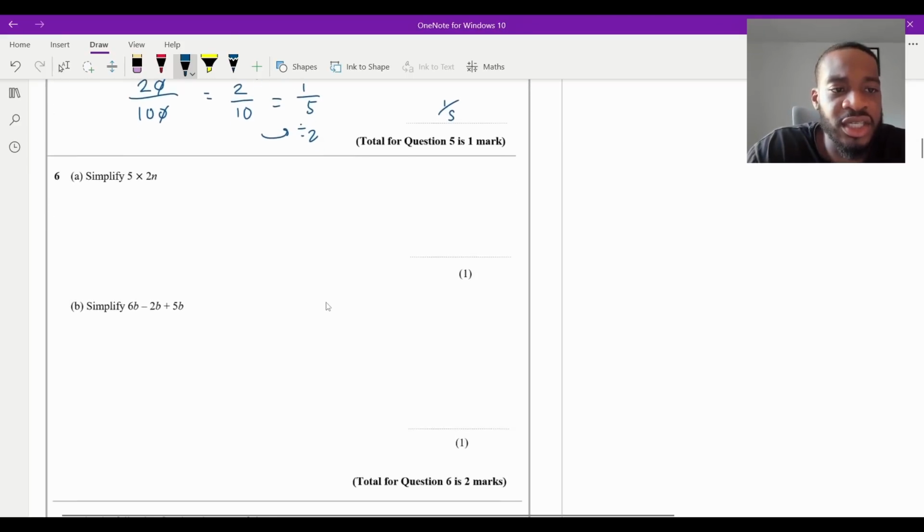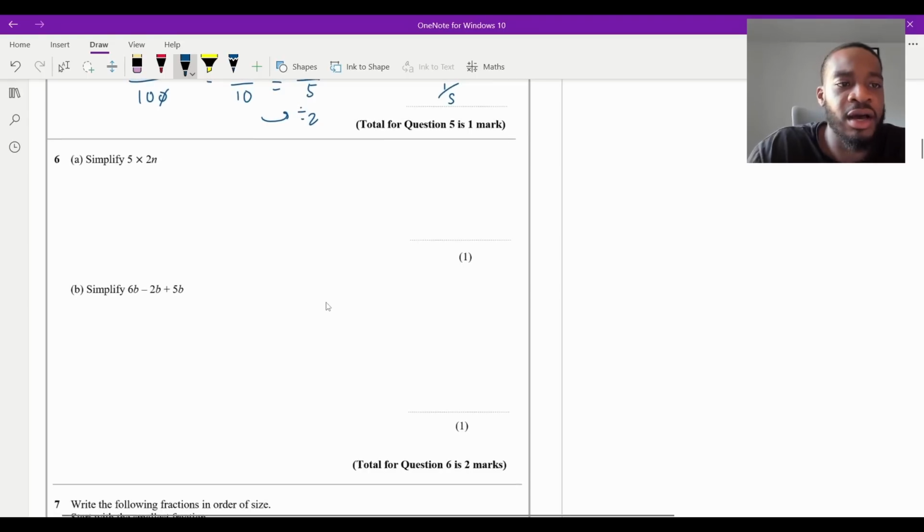Question 6. It says simplify 5 times 2n. So all you've got to do here is remember that when you're multiplying a number and an algebraic term, I can bring these together. 5 times 2 is 10, right?